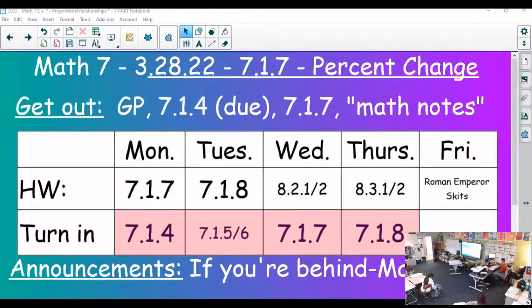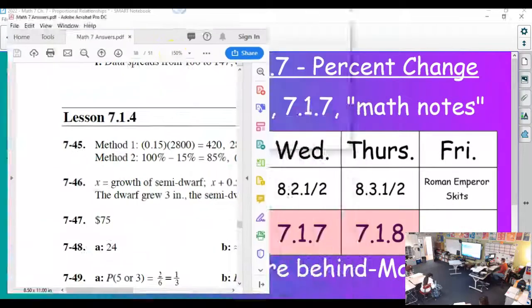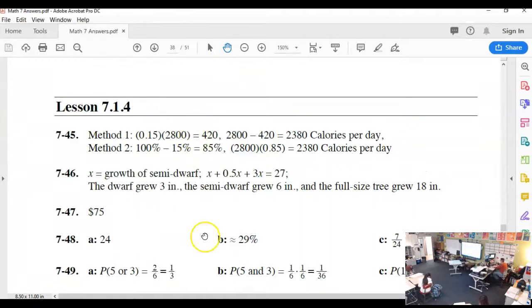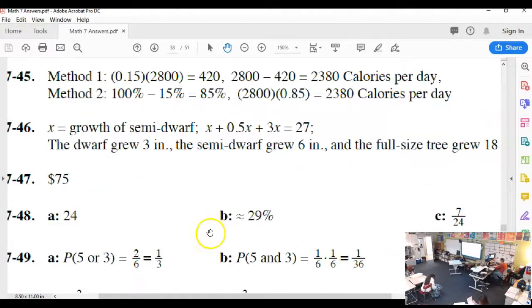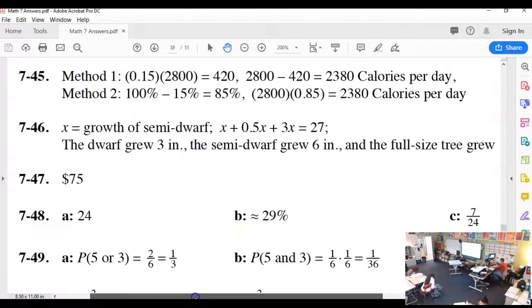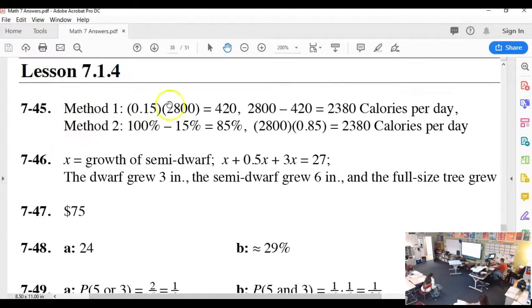Help on, so 714. And guys, notice that in 45, there are two different methods they show. One is the percent off method, where you find the percent off and then take it away. The other is the percent on method, where we figure out what percent is on and solve that.